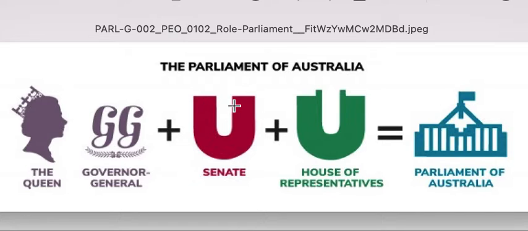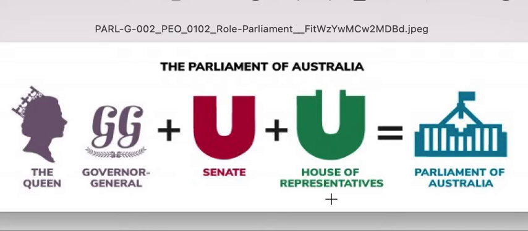Now, once the election is done, we know the numbers in the House of Representatives and the Senate. The government is determined by a majority of members in the House of Representatives only. That's just the rules. So on election night, or at least a few days after, we look at the numbers, and if the coalition has 76, which is a majority in 151, then they will form government. If Labor has 76 or more, they will form government.